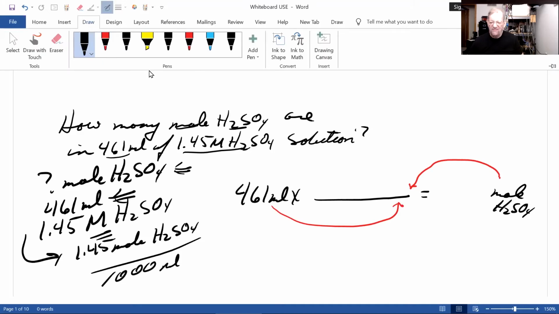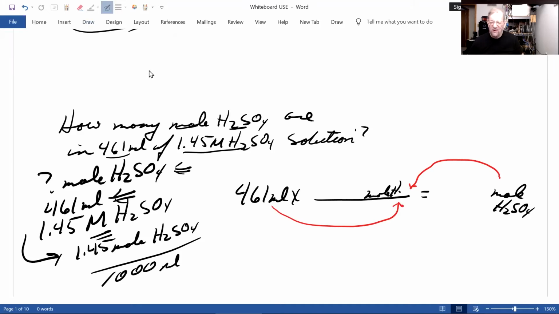I want on top moles H2SO4. I want underneath milliliters. Where do I get these numbers? Right here. 1.45 moles of H2SO4 per 1,000 milliliters. This is three significant figures. This is an exact number. So my answer should have three significant figures.